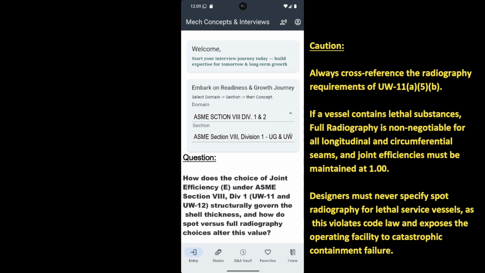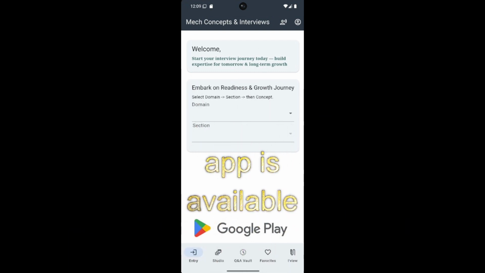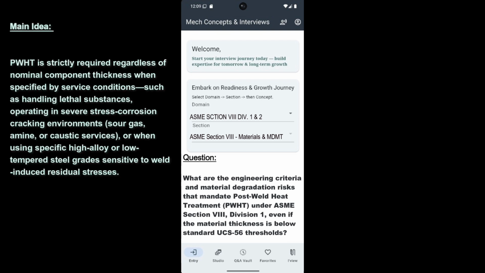Let's pivot again. Another question. We've established the physical thickness of the steel, and we've proven the structural integrity of the welded joints. But now we have to introduce the aggressive chemistry of the product inside the vessel. Right, the metallurgy. Yes, I want to challenge you on metallurgical survival. Explain the engineering criteria and material degradation risks that mandate post-weld heat treatment, or PWHT, under Division 1, explicitly when the material thickness falls below the standard UCS-56 thresholds.